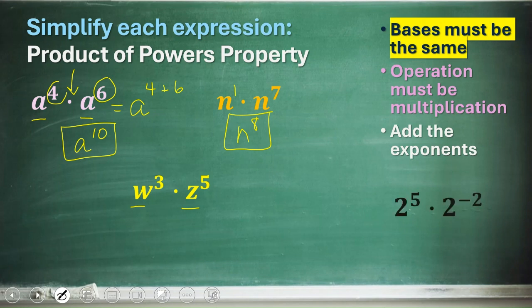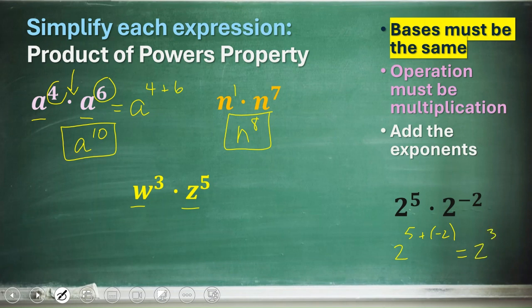And our last example involves a number. We have 2 to the power of 5 times 2 to the power of negative 2. So we keep our base of 2 and we say 5 plus negative 2, or just negative 2. When we do that, we get 2 to the power of 3, or 2 cubed.